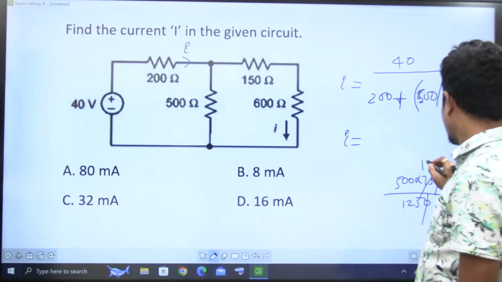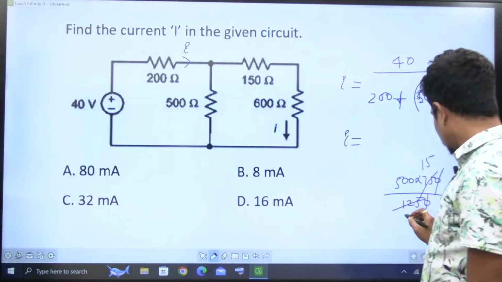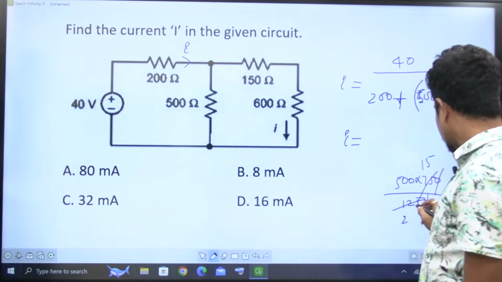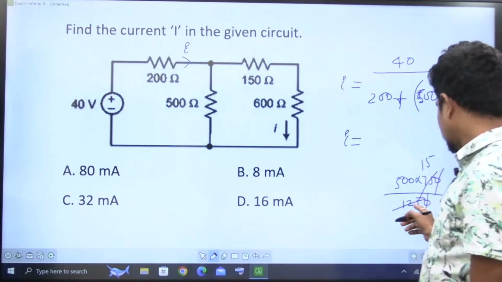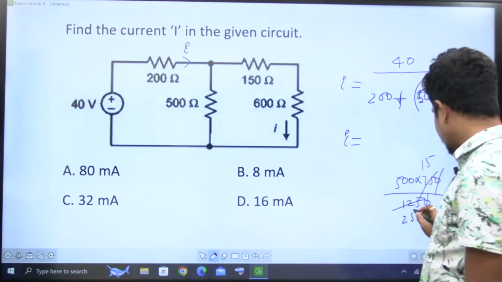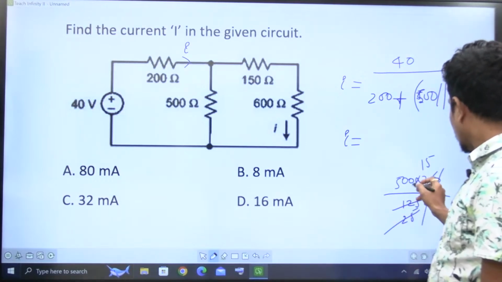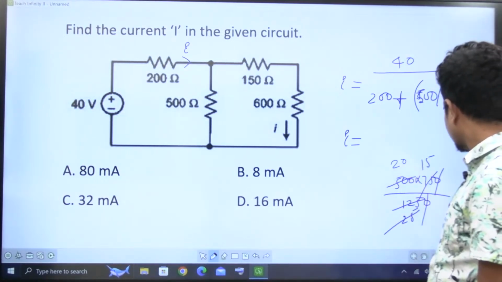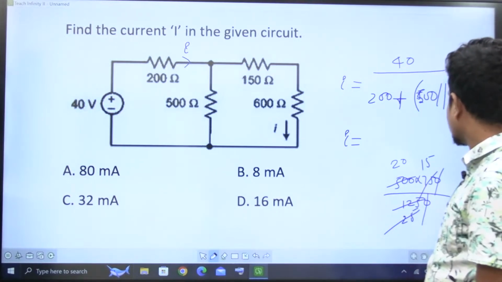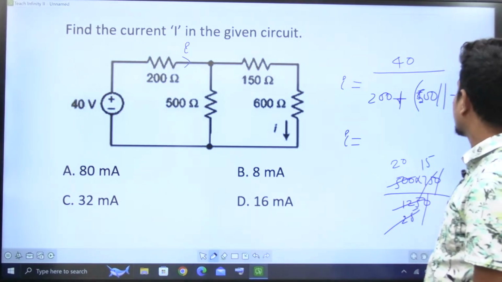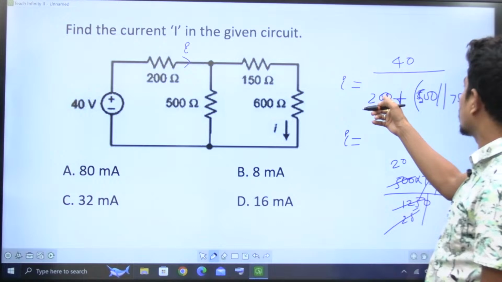Five fives are 25, so 20s will go. How much is it? 20 into 15, 300. 300 plus 200 is 500.